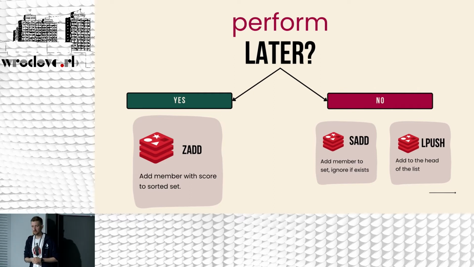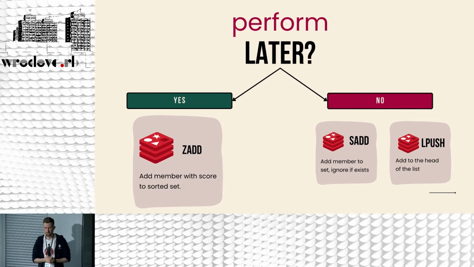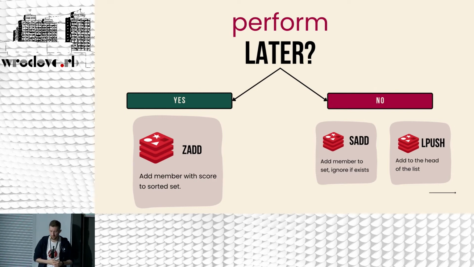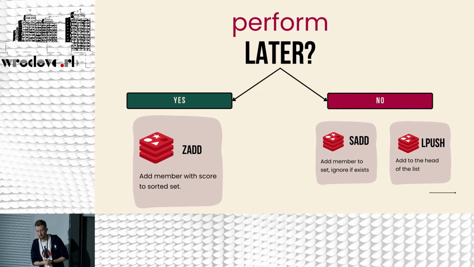And if we want to execute the job as soon as possible, then first of all, Sidekiq will call the sadd command from Redis. It simply adds a member to a set, ignoring it if it exists. So thanks to that, we have a set of queues that are unique. And it performs the lpush command for the payload. It simply adds an item to the head of the list. So we have a simple list with the payloads.